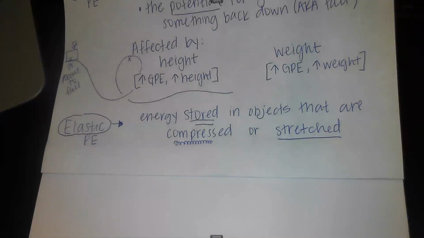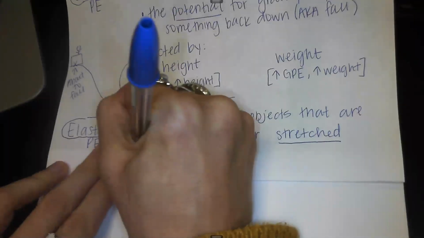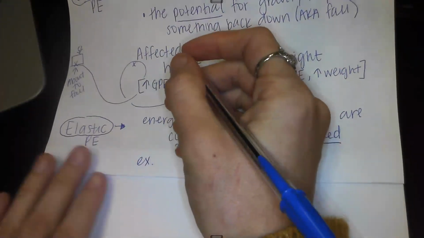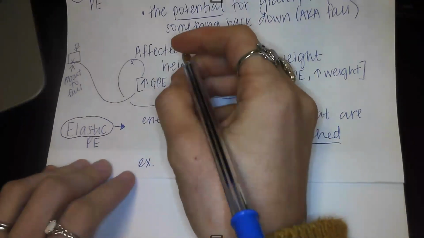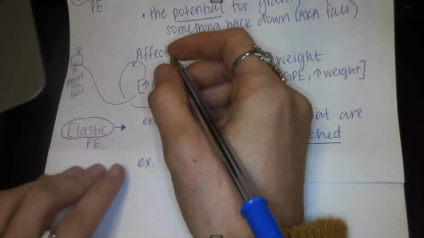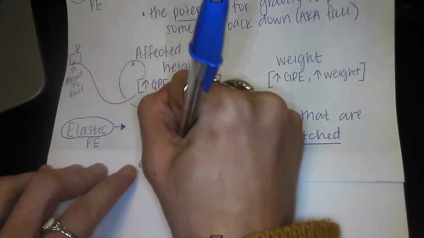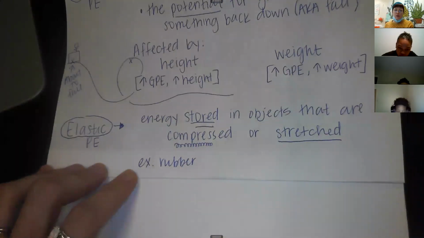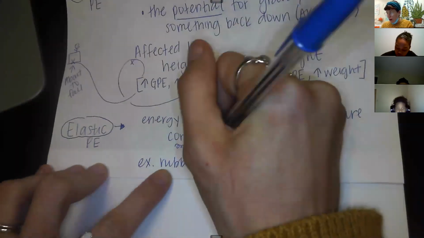But it has the potential to move based on whether it's compressed or stretched. So our examples here would be, what are some of the examples we just talked about? Somebody new. What's an example I just showed you? A rubber band. What are my mobile friends? What else is something you could think that we just talked about that is stretched or compressed?